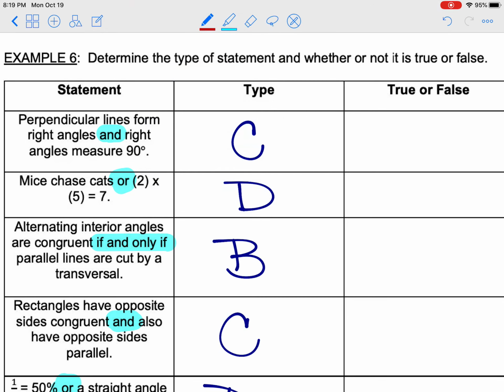So the first one, perpendicular lines form right angles. That is true. Put a check mark with it. Right angles measure 90 degrees. Check mark. If it's and, both have to be true. So that is a true statement. The next one, mice chase cats. Well, that's the opposite. Mice don't chase cats, so that's false. 2 times 5 equals 7. That's false. For it to be a disjunction, we just need at least one. We don't have any, so this one is false.